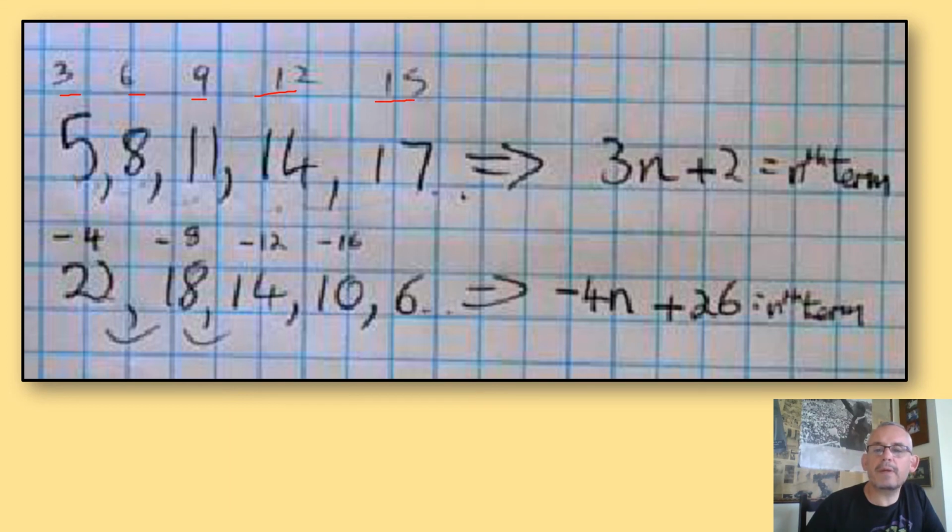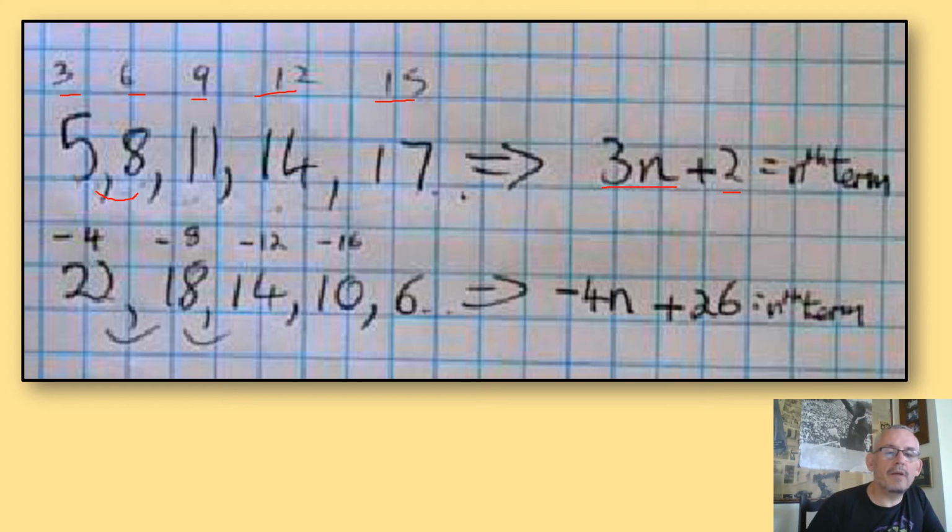And that's where this bit comes in. 3 times n. Whatever we're going up in, that's what we multiply our n by. Whatever this break number is, we multiply by n. Then we've got to think of how do we get from 3 to 5. 3 to 5, we add 2.